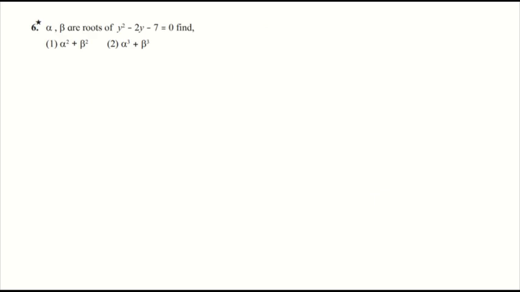Moving on to the next question, question number 6 from practice set 2.5. Here the question is: alpha, beta are the roots of the equation y square minus 2y minus 7 is equal to 0. We are asked to find the value of alpha square plus beta square, and second, alpha cube plus beta cube.